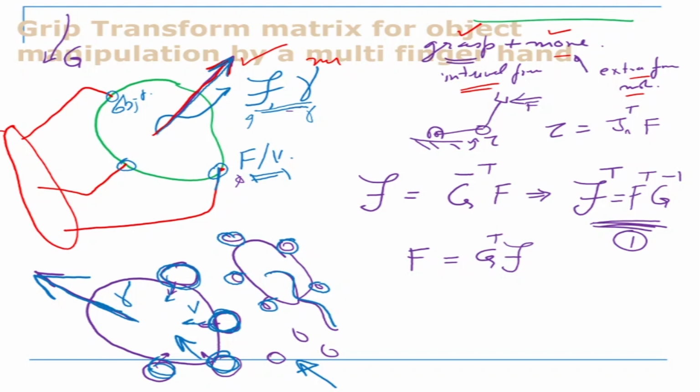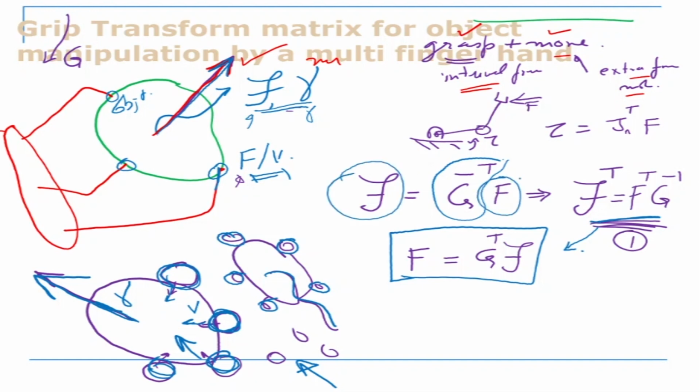Now let's say that F, the force at the center of the object, is equal to G inverse transpose into F. Let us say this is my relation. So F transpose is equal to F transpose into G inverse. I take the transpose of both sides, and from here what I get is F is equal to G transpose into capital F. So this is one equation that I'm getting. What I'm saying is I'm finding the relation between this and that, and I'm writing the relation by a matrix G inverse transpose.